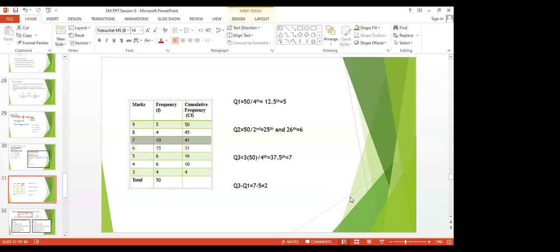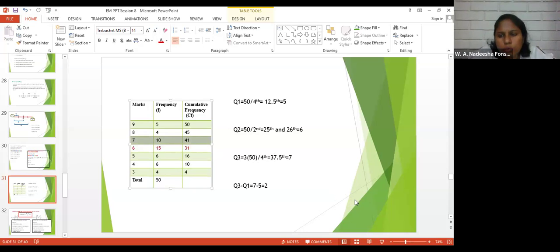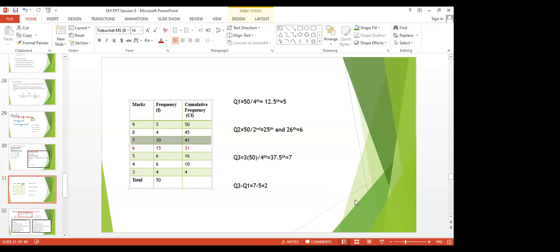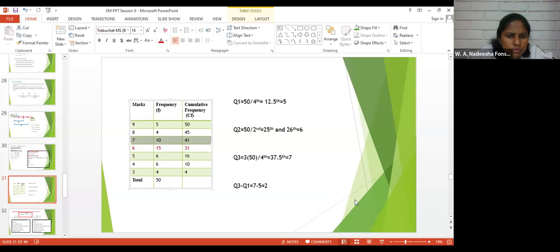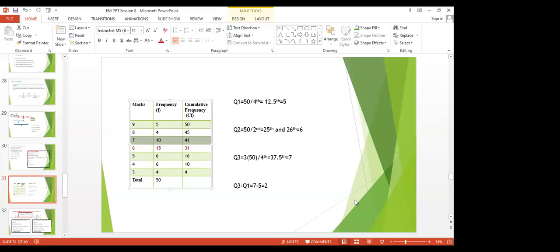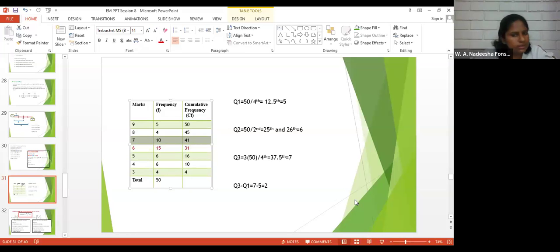Madam, if we find the median, do we need to find the Q2 also? I can't hear you. Can you repeat? If we find the median, do we need to find again the Q2? No, no, no. No need.